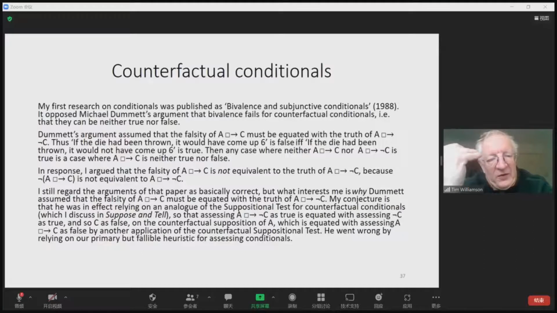And so I think that although Dummett went wrong, he went wrong because he was following a genuine aspect of a standard way of assessing counterfactual conditionals, which is by using a counterfactual version of the suppositional test. So he went wrong by relying on our primary but fallible heuristic for assessing conditionals. In other words, he was misled by trusting what is indeed our basic way of testing counterfactual conditionals. It's just that this way is not really fully reliable.